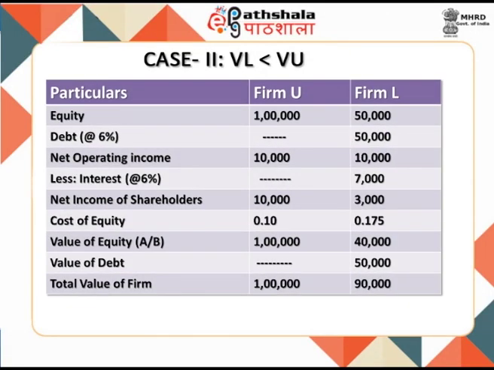Now let's consider the second case, where the value of levered firm is less than unlevered firm. Assume that the cost of capital of levered firm is 17.5%. Other things remain the same. After working out the calculations, we can see that the value of firm L is rupees 10,000 less than the firm U. Thus, an investor of firm U will try to use this extra value for generating surplus for himself.